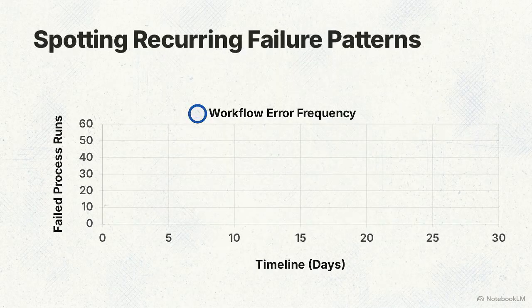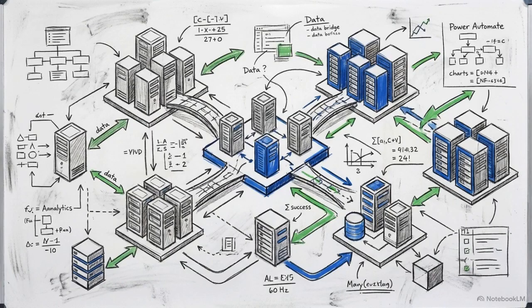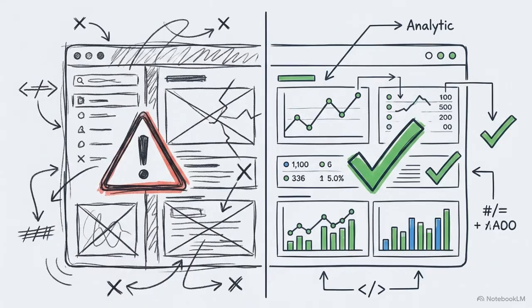In an interview, being able to explain how you analyze these metrics to identify recurring failure patterns across an organization demonstrates the strategic mindset needed to oversee complex, high-volume environments. This brings us to the ultimate rule of enterprise automation. A flow you cannot monitor and easily troubleshoot is a flow you cannot trust.